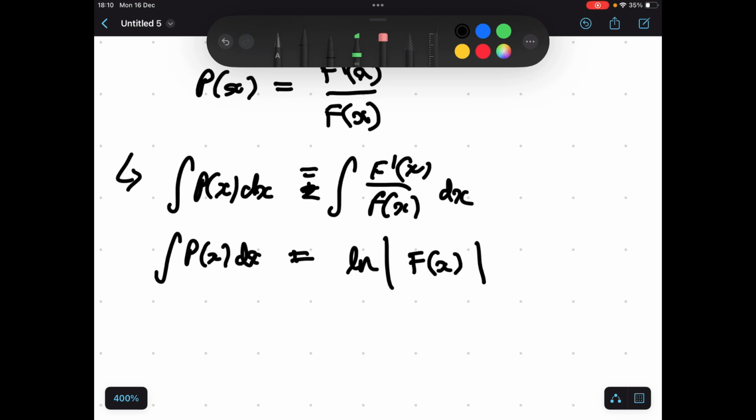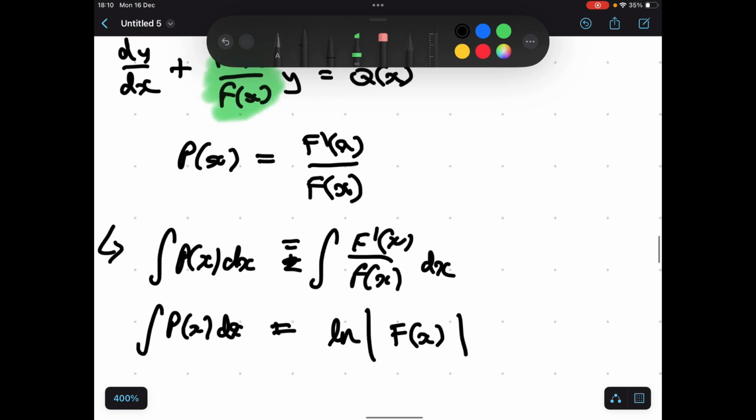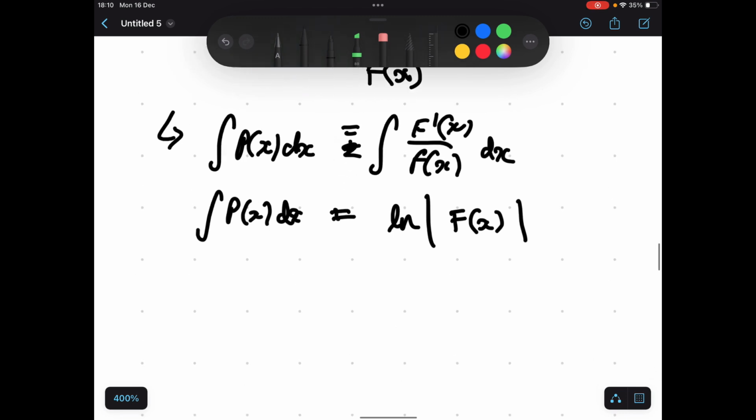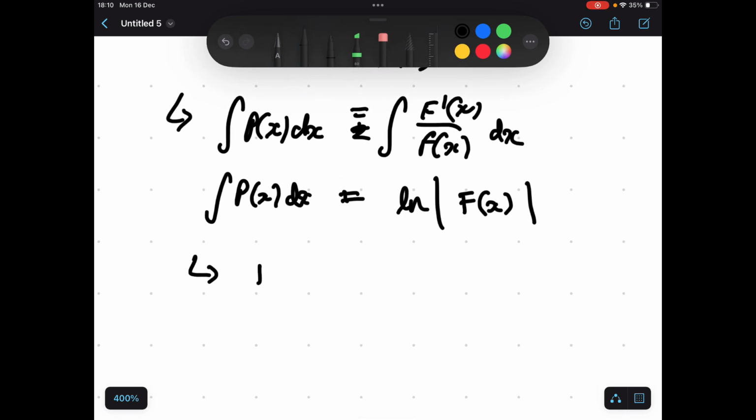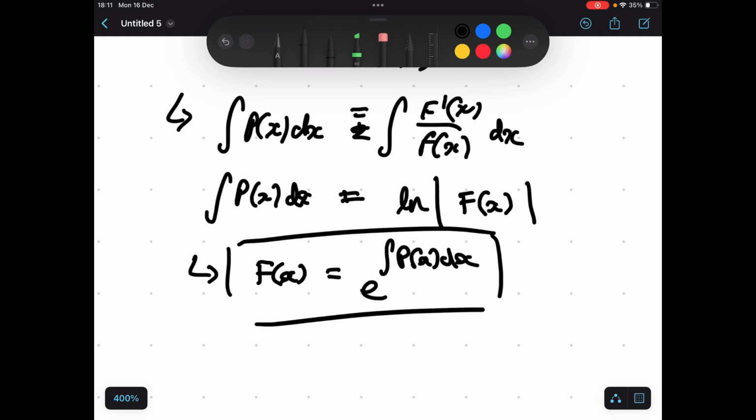All right, we don't have to worry about plus c right now, okay, because we're kind of just doing an operation, we're not finding a solution or anything. And then we simply just go ahead and solve for f of x by raising it to the power of e. So we get e to the power of this integral, which is kind of weird. You know, you look at it and you're like, what? And there you go.